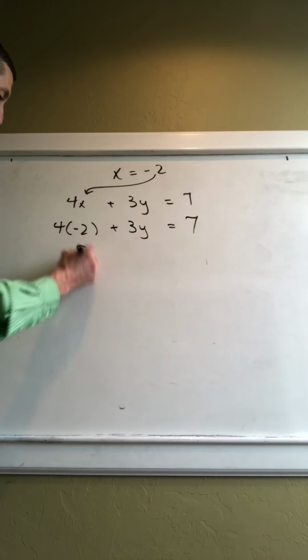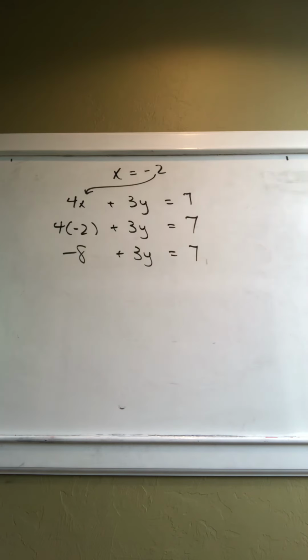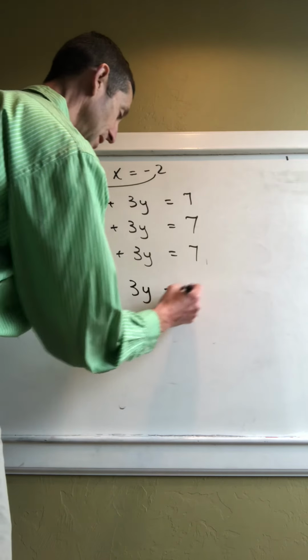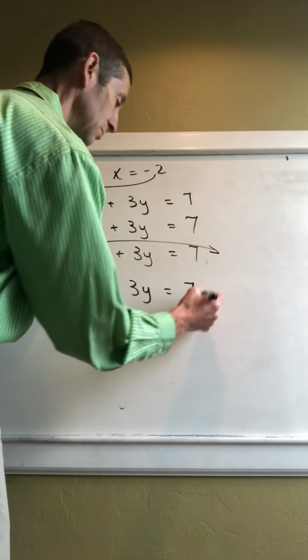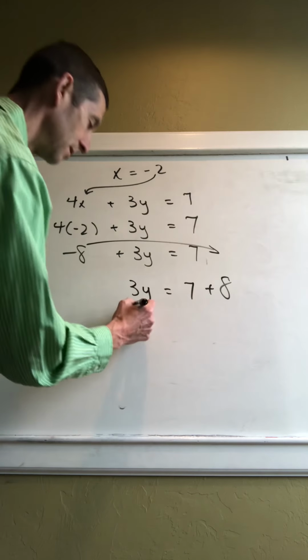4 times negative 2, that's negative 8, plus 3y equals 7. Now we're feeling good. 4 times negative 2 gives me the negative 8. I'm going to add this to the other side. So when it comes over here, it was negative; over here, it's positive.